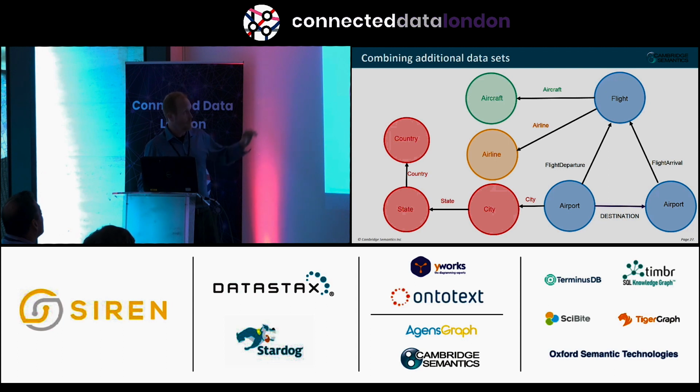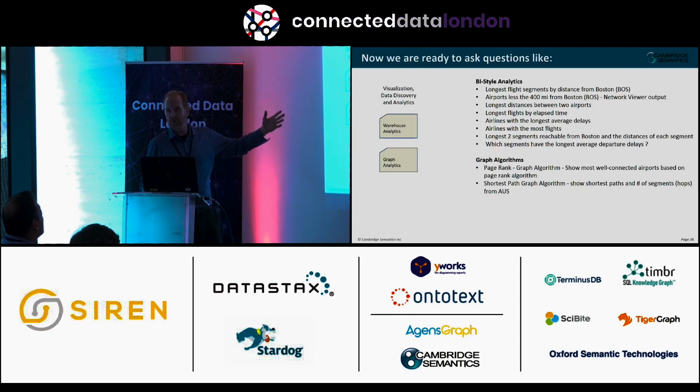It pulls the data in, but you'll see it pulls in aircraft registration from the FAA, airline information, the census data for city, state, population, etc. Now we can start doing different BI-style analytics and different graph algorithms that we can run on those. So we can look at the longest flight segments by distance from Boston, airports less than 400 miles from Boston. A number of different queries that we can do there, and then the different graph algorithms are supported too.